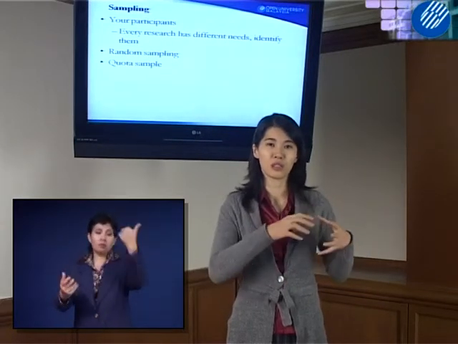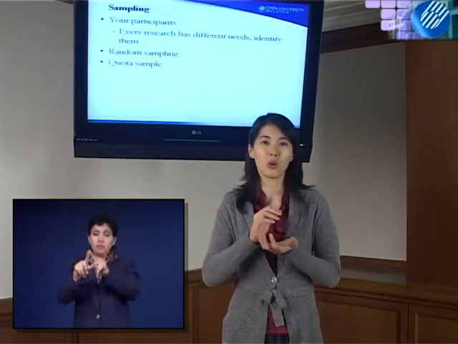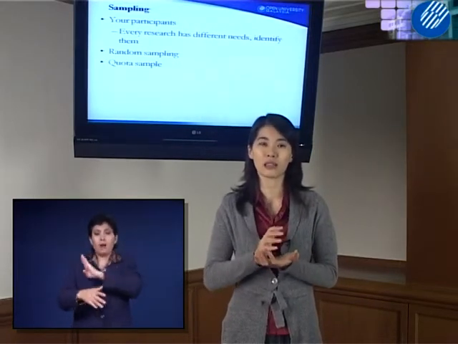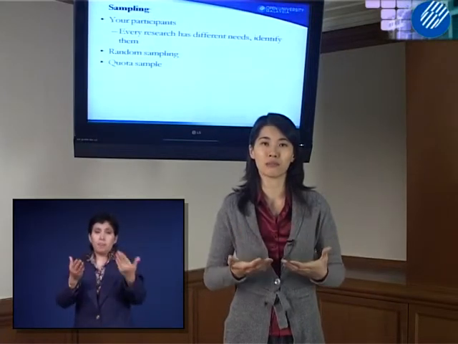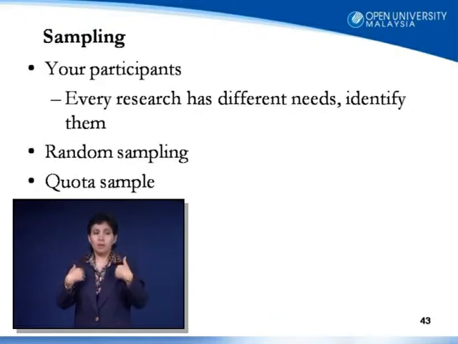Because Cheras itself has a different context, and Bangsar has a different context, that might bring a different outcome or different result. You can have a random sampling, where everyone has an equal chance, and you have to focus on your quota sample.